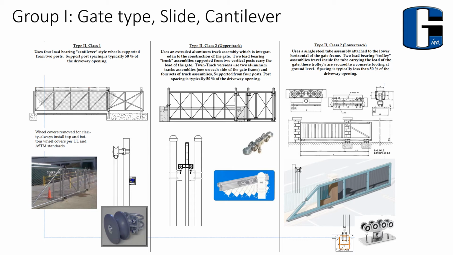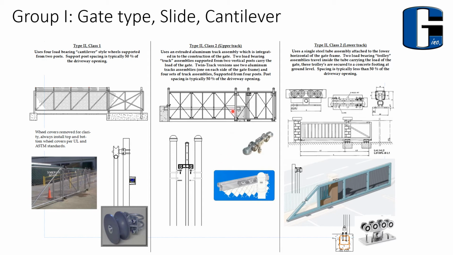So in this first illustration here, you can see that this is a class 1, and it's indicative of the 4 rollers in the 4 corners. This is a picture of the rollers here that hold the weight of this gate and allow the gate panel itself to be cantilevered out. These are typically easier to shop build. They're easier to do at custom lengths and sizes, but for longer, bigger gates, the class 2 designs are preferred.